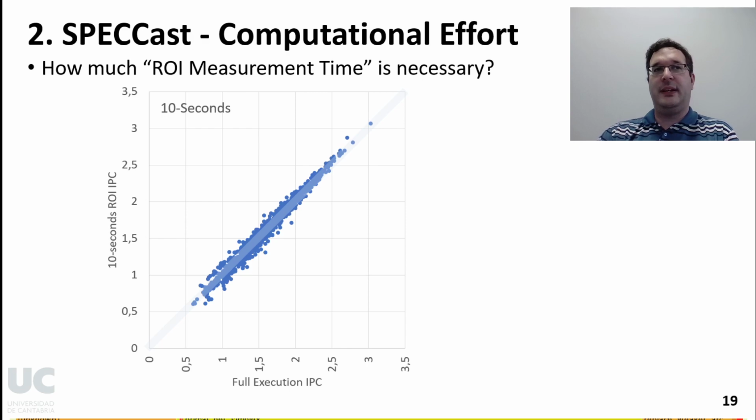So to put it into perspective, we need several days, less than a week, to get the same 500 samples with whole application execution. That means approximately 20 times faster.